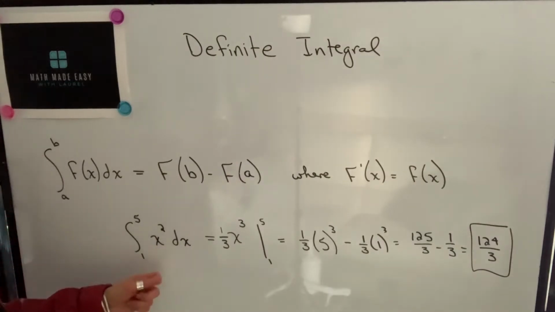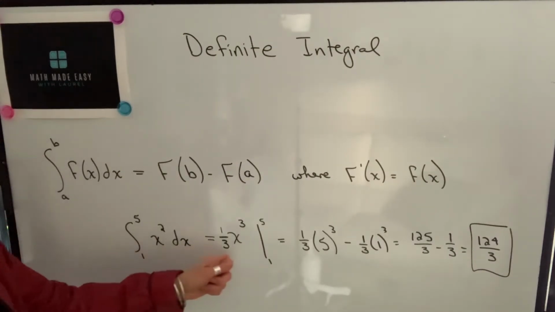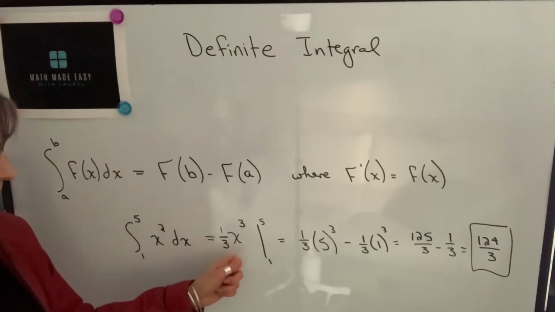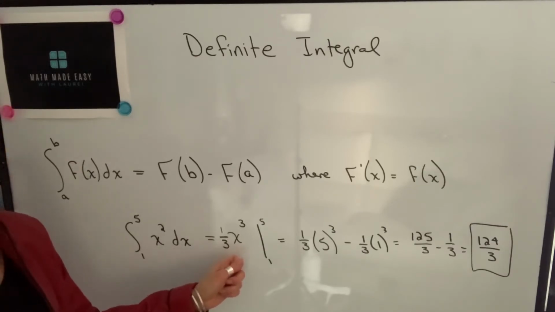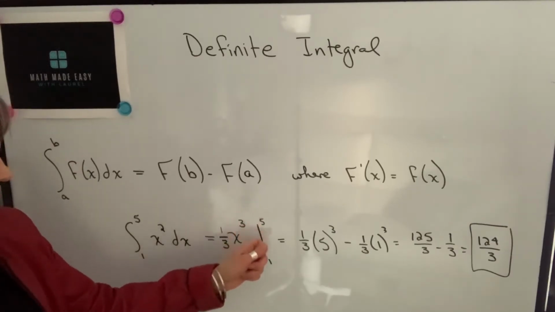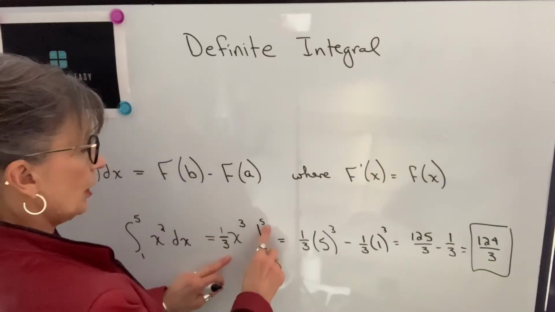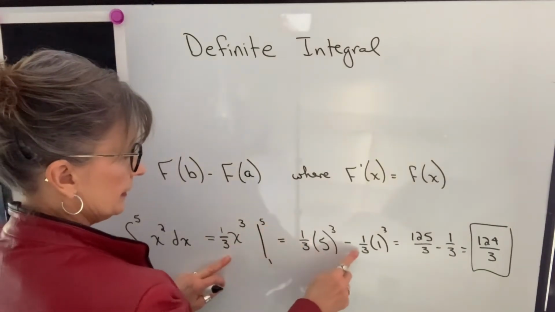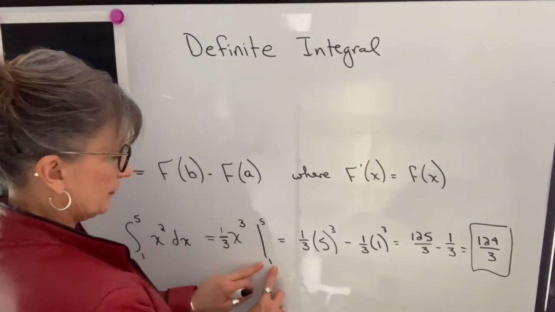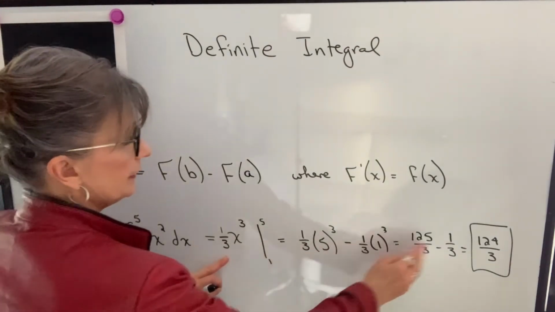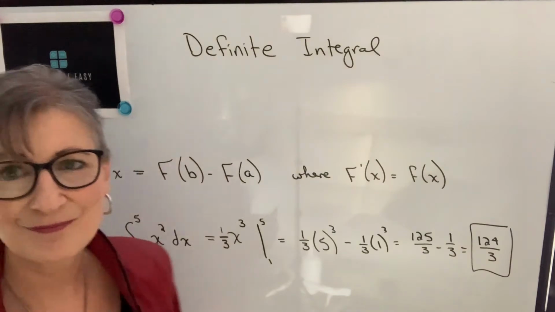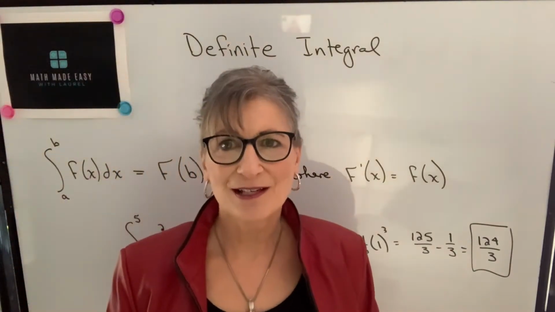That's how you evaluate definite integrals. You first of all integrate the way we were doing, but we don't bother with the constant of integration. We indicate that we're going to evaluate it at these two values. We plug the top number into the function first, subtract, plug the bottom number into the function, and then evaluate. Let's take a look at some more examples.